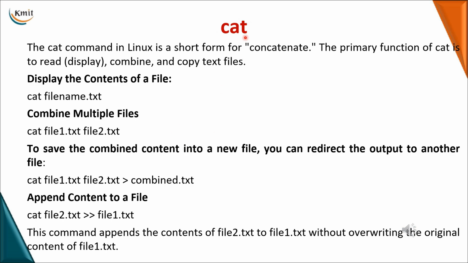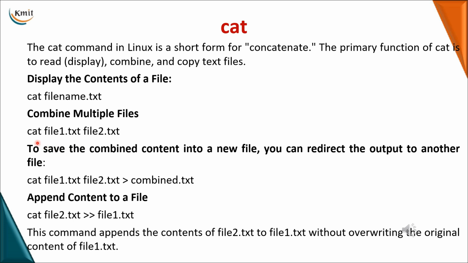We have the last command in this Linux commands session today, which is nothing but cat. Cat stands for concatenate. This command is used to read the content, combine your content and copy the content. If you want to display the contents, we have already seen the ls command, where ls is just used for listing the files. Whereas here, I just want to view the content of the file. I will write cat and the name of the file.